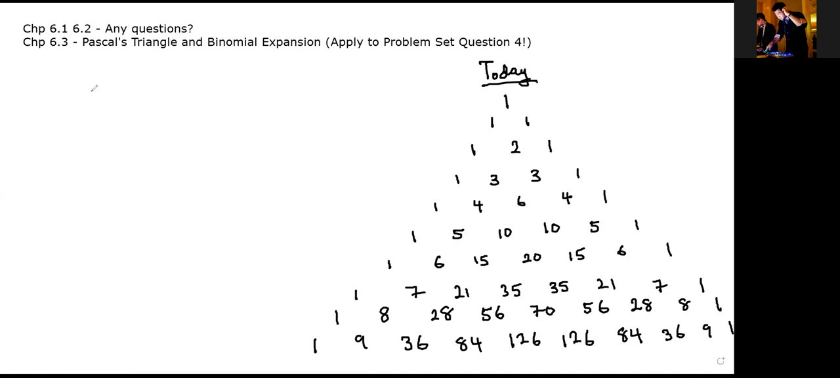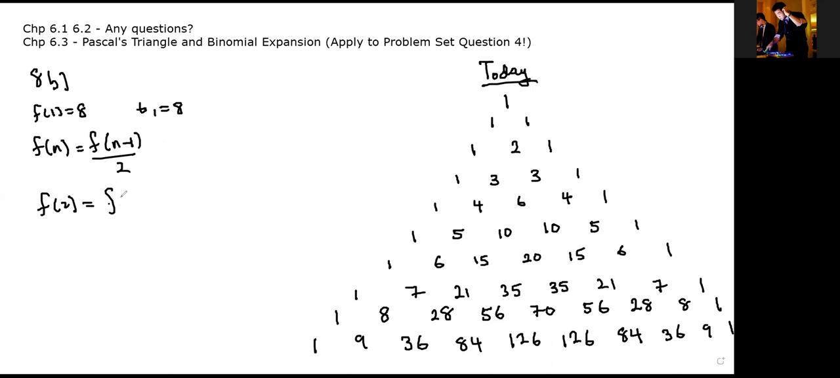Okay. To start today, we do have a request. Number 8B from page 370 is write the first four terms of the sequence. It says f of 1 is equal to 8, so you can say that term 1 is equal to 8. And f of n is going to be f of n minus 1 over 2. So if n equals 2, that means f of 2 is f of 2 minus 1 over 2. You're going to take the previous number, f of 1, and divide by 2. f of 2 is equal to 4.